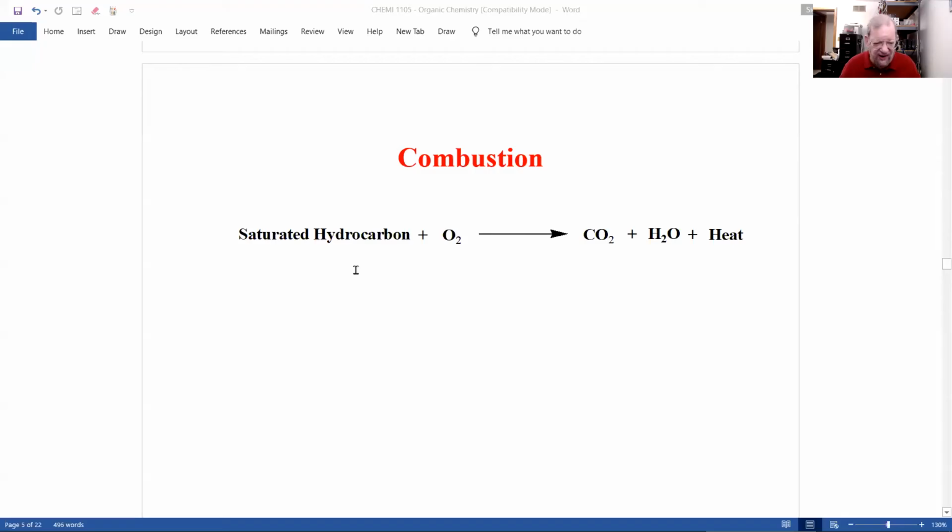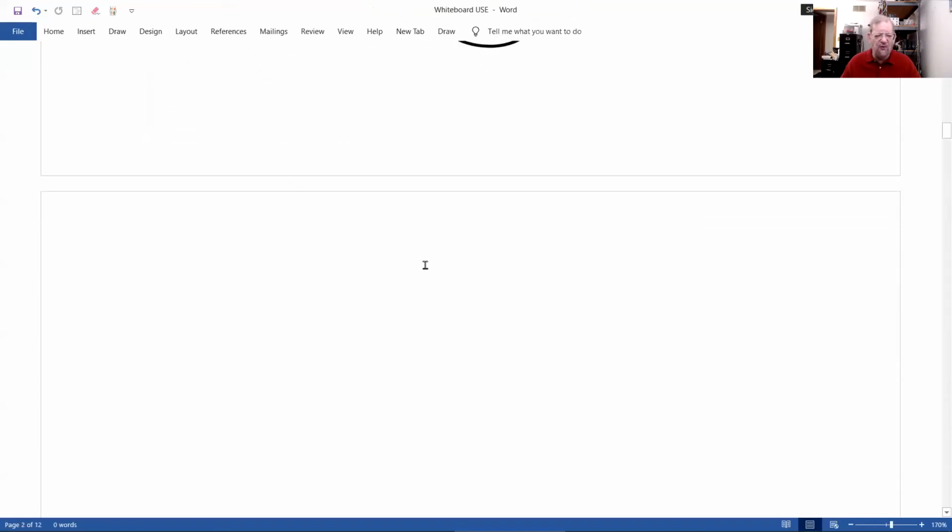Whenever you have a saturated hydrocarbon, that's a molecule with only carbon hydrogen atoms and carbon-carbon single bonds. Turns out it's wider than this, but for this class, I'm limiting it to this. And you react it with oxygen, you always get carbon dioxide, water, plus heat. So what does that mean?